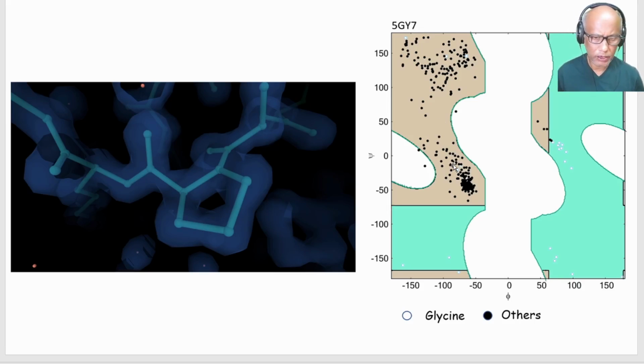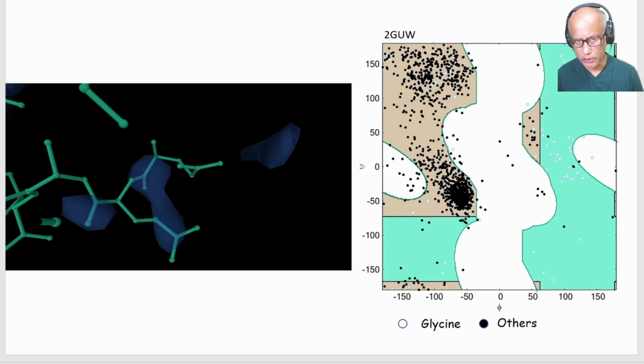So this is what one expects from a well-solved structure like the one which Nupur solved. But if you look at another structure, this one I just picked out from the database, its code is 2GUW. And here, if you see, the electron density is very patchy. There exists some blob which is unrecognizable. You cannot make out what that amino acid is, and it is not there in most other places.